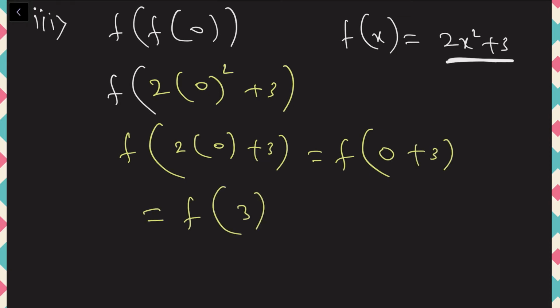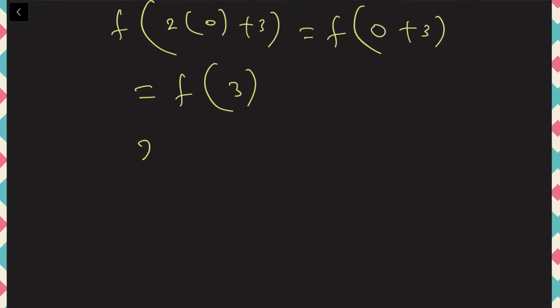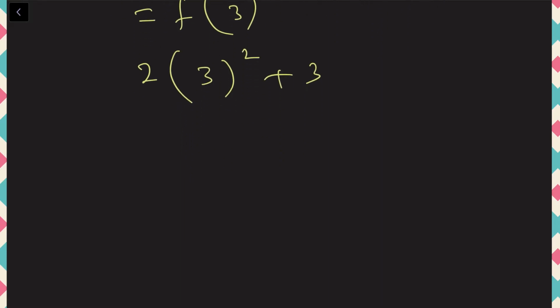Now we need to find the f of 3 value. So f of 3 is nothing but in this f of x function, wherever we have x, we need to substitute 3. So we have 2x square plus 3. 2 into, in the place of x square, 3 square plus 3. 2 into 3 square is 9 plus 3, that is equal to 2 into 9, 18 plus 3, 21. So the value of f of f of 0 is nothing but 21.